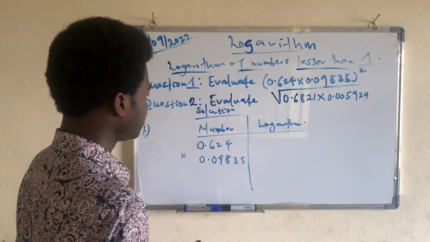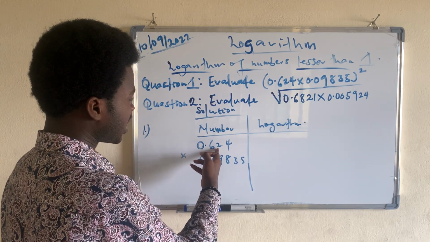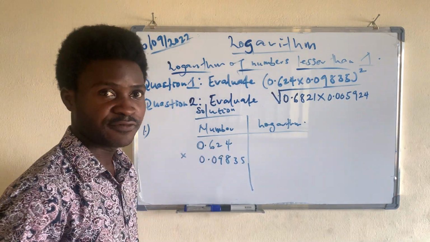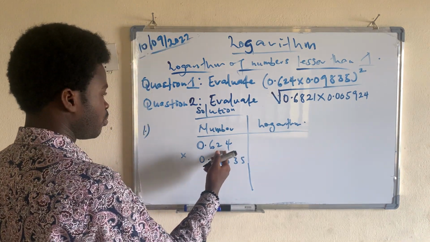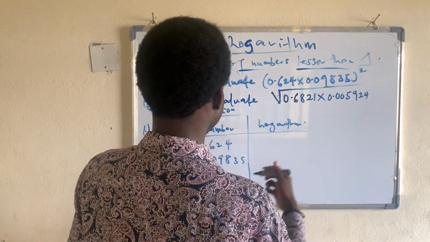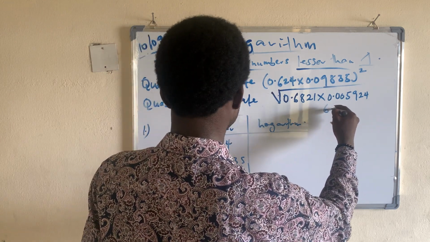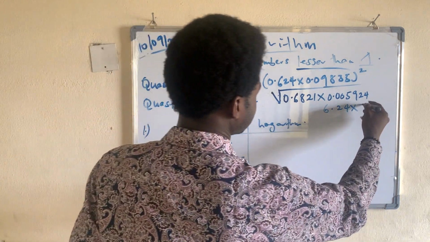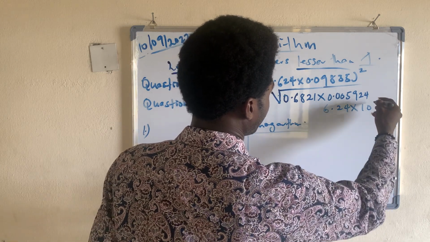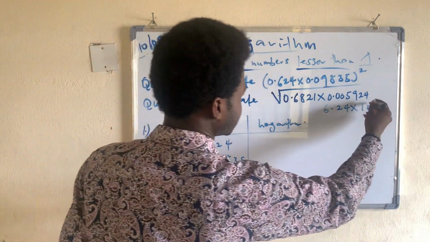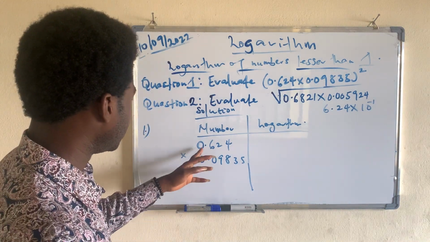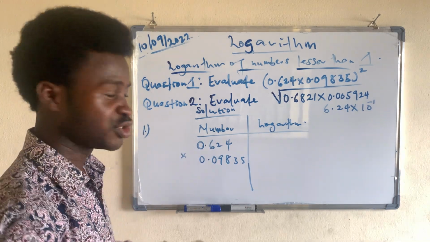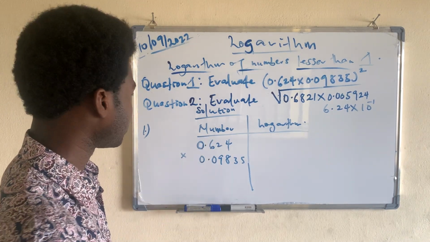Quickly, you will see that this number, 0.624, we can write in standard form. In standard form, 0.624 is the same thing as writing 6.24 multiplied by 10 raised to the power of minus 1. When we move the decimal point from the left towards the right, it is a negative power.